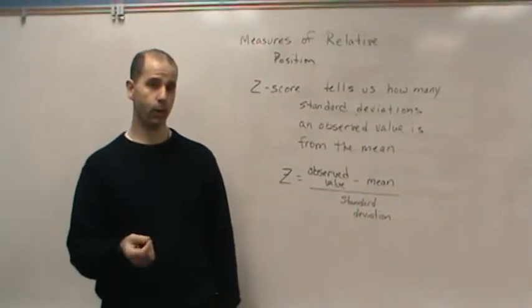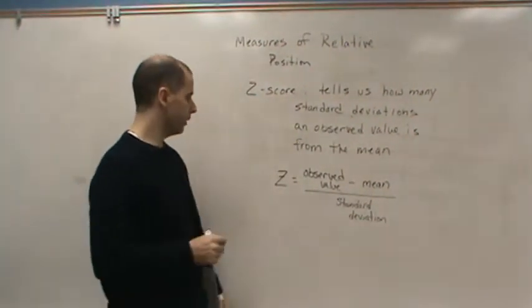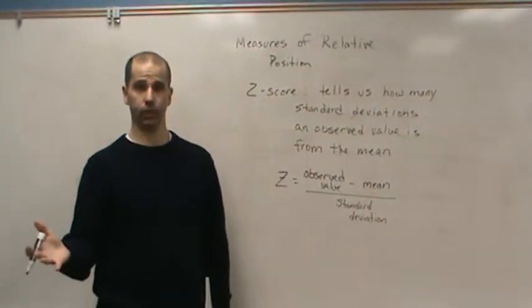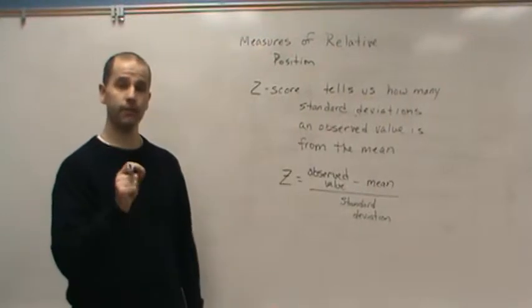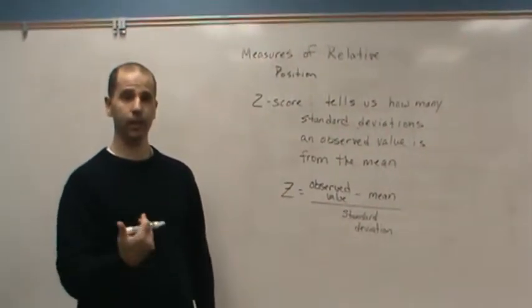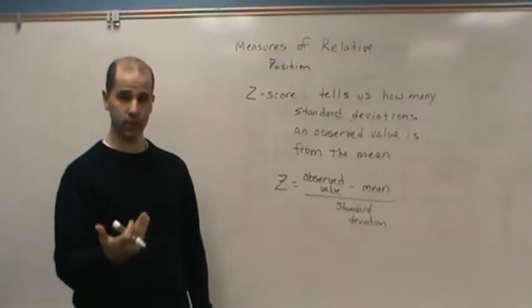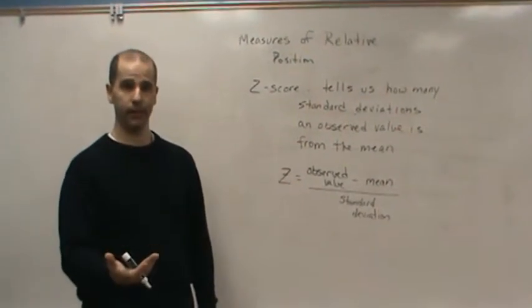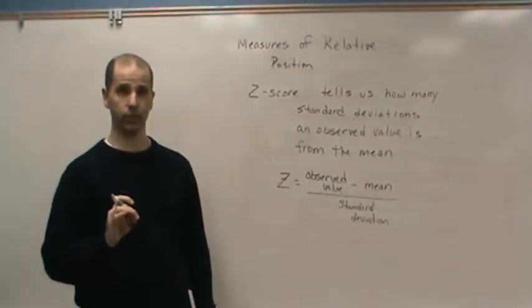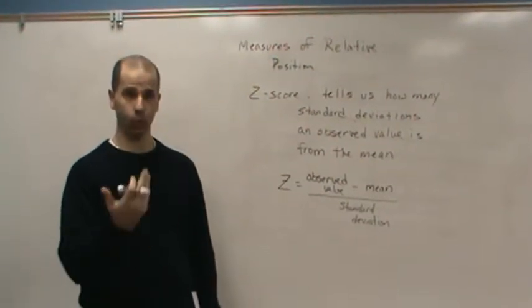So the first formula we're going to start with, and this is going to change as we go on, is just dealing with a data set of x values. In this case, my observed value is going to be whatever x value I'm given in the problem or out in the real world. It's the value I'm trying to figure out how many standard deviations it is from the mean.